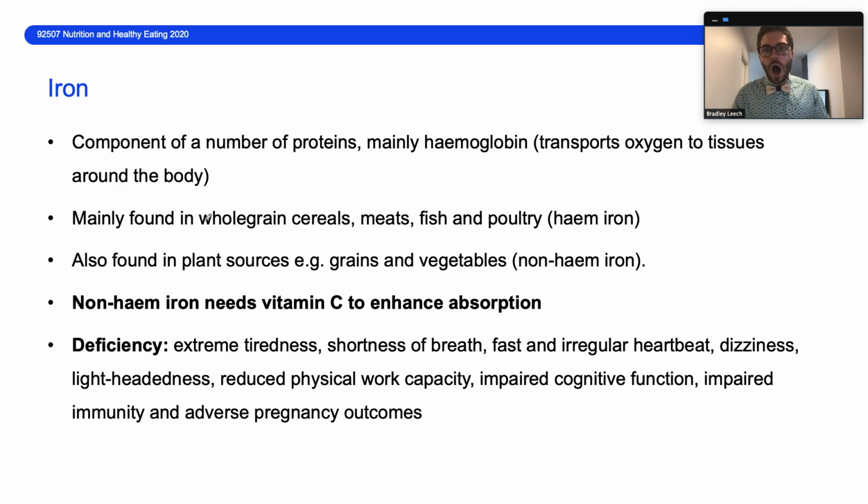Iron. Iron is involved in a number of elements, but let's just focus on its role in hemoglobin, which is the transport of oxygen to tissues around the body. Now, there are two types of iron within the environment. You have heme iron and non-heme iron. Heme iron is derived from meat, fish, and poultry. So animal-based products, that's heme iron. Whereas you've got your non-heme iron, that is derived from plant sources, so grains and vegetables.